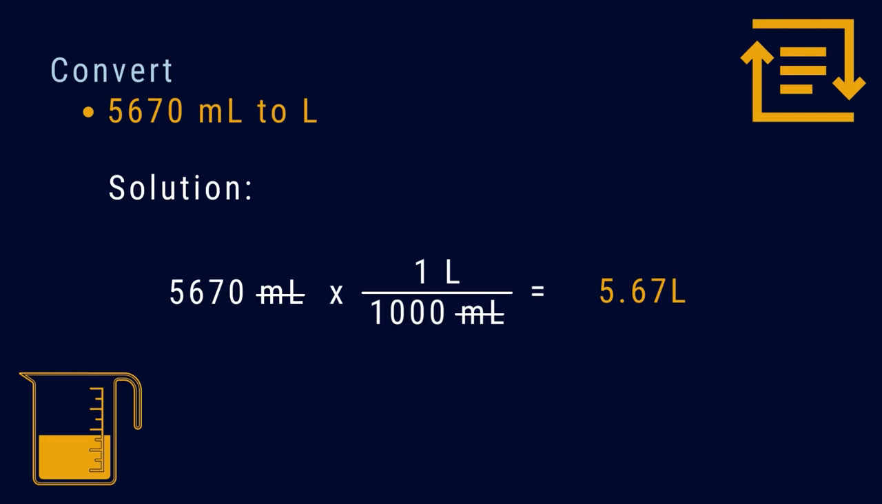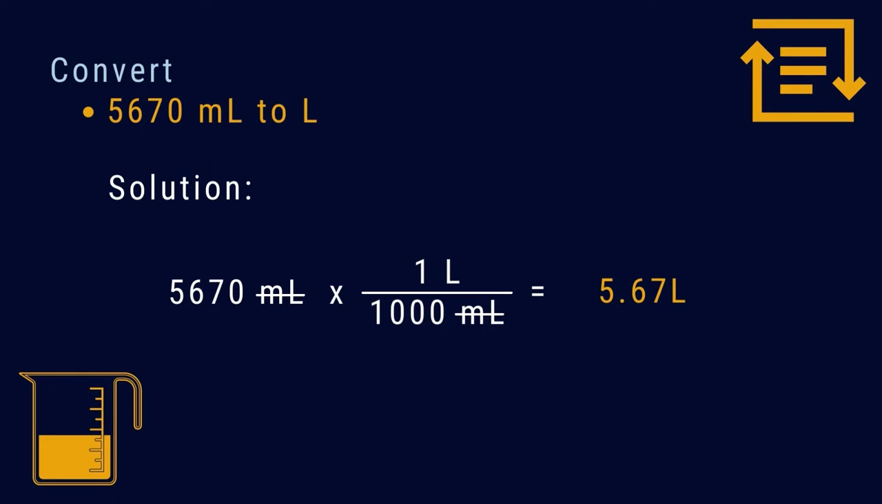Just multiply the 5,670 by 1 and divide the answer by 1,000. We will get the answer of 5.67 liters. So, 5,670 milliliters is equal to 5.67 liters.